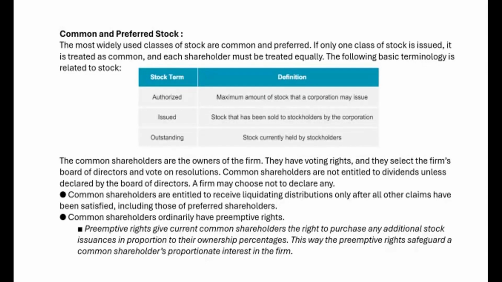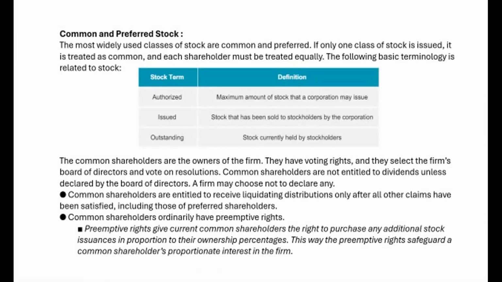And now we will pay attention to common and preferred stock. The most widely used classes of stocks are common and preferred. If only one class of stock is issued, it is treated as common, and each shareholder must be treated equally. The following basic terminology is related to stock.